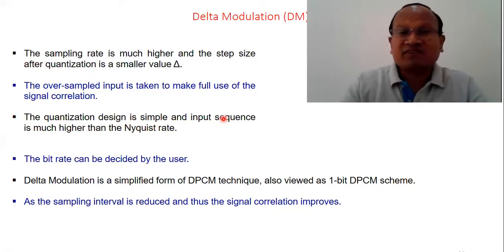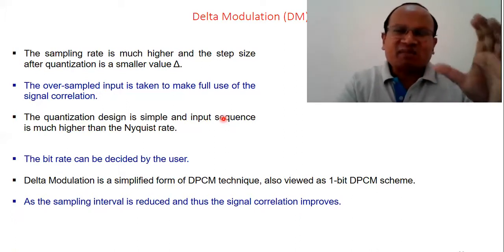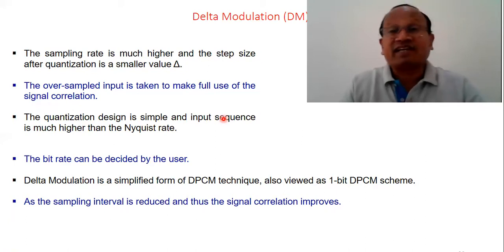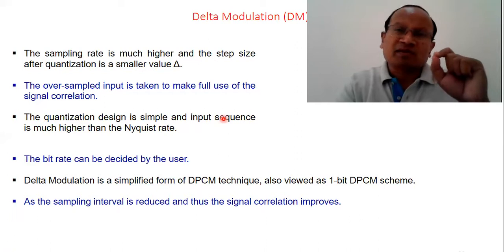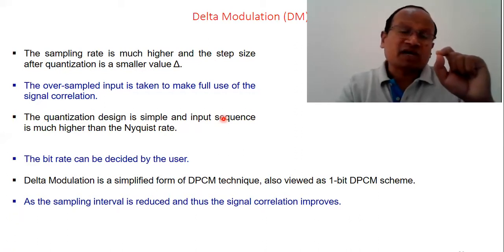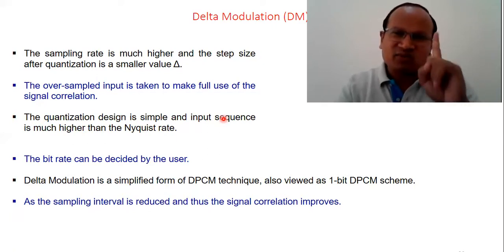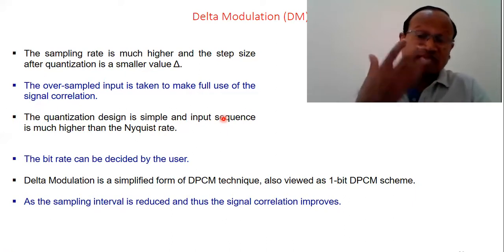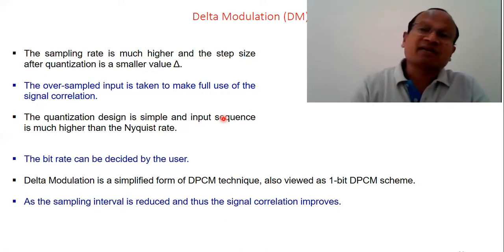Why do we call it 1 bit DPCM? Because in ADPCM and DPCM, you have seen that the difference term is encoded into some suitable number of bits. But in delta modulation, all the difference terms, all delta terms, are encoded in only 1 bit. So that is a very important point regarding delta modulation.